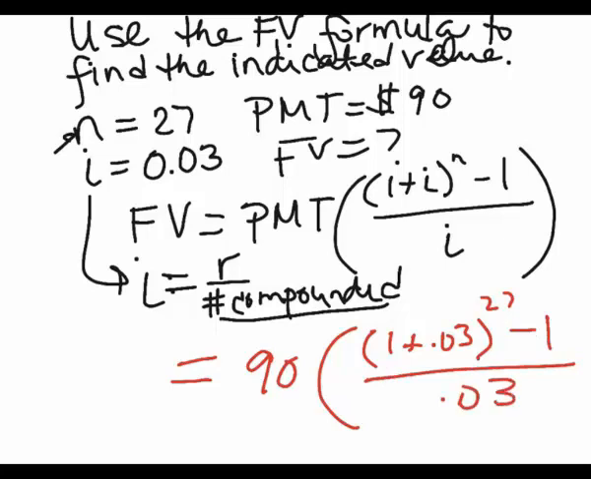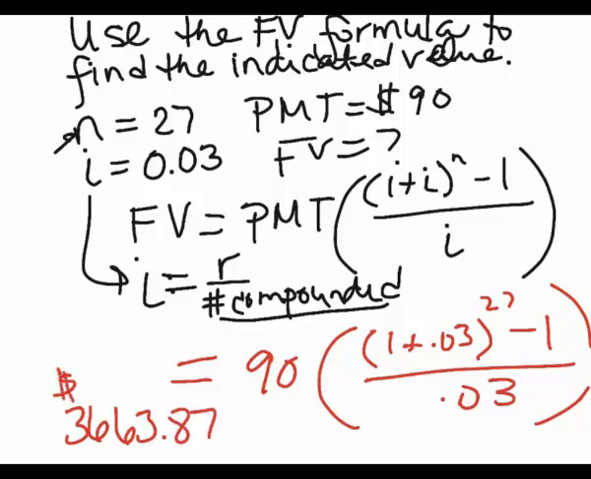Now you want to be really careful how you put this in your calculator, you guys, okay? Maybe you just want to do the 1 plus 0.03 to the 27th power first, then subtract 1, then divide by 0.03, then multiply by 90, and you'll get the correct answer. If you round that to the nearest cent, you get 3,663.87. So that would be your final answer, and I took it piece by piece.